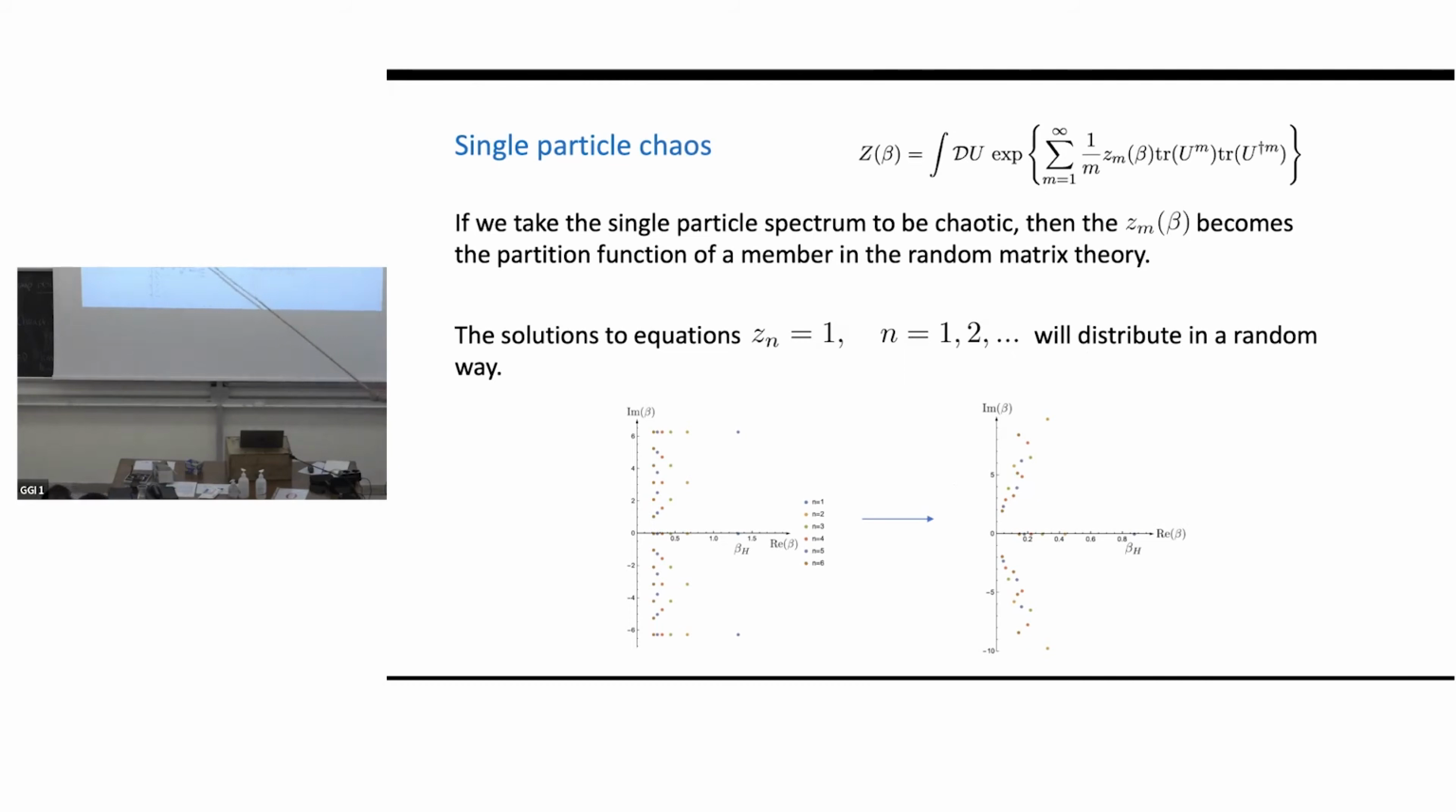Now, what changes is that, for example, in the first case that I discussed, if I put the theory on S3, these solutions to the equations Zn equals 1 have a very regular structure, and it is periodic along the imaginary direction. On the other hand, if you take the single particle partition function to be from a random matrix theory, these solutions will start to look very random in the complex plane. In fact, in this picture, I only took 2 harmonic oscillators with energies that are incommensurate. But if you really take a random matrix theory, you expect these solutions to be much more chaotic, located on the complex plane.